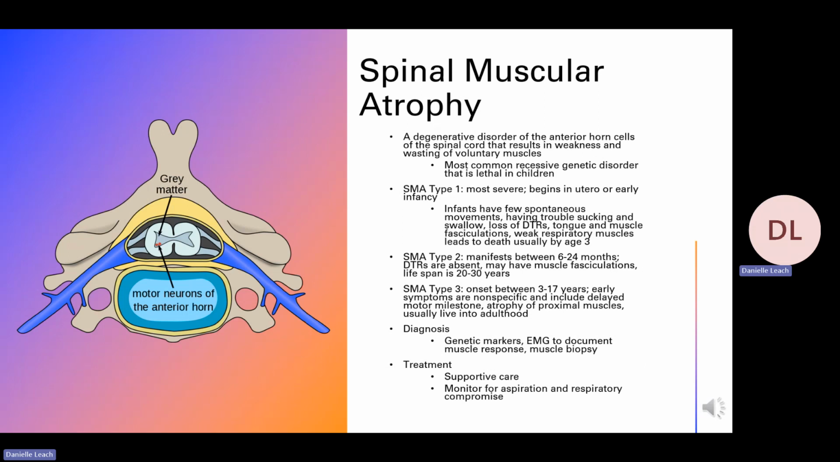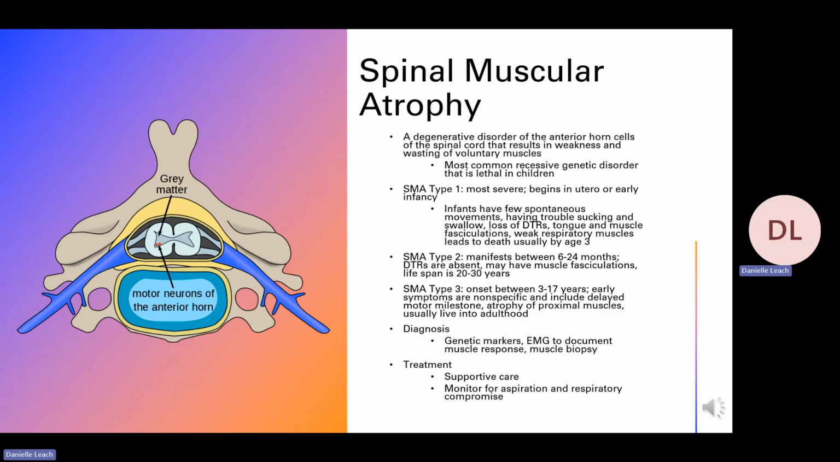Spinal muscular atrophy, also called SMA, is a degenerative disorder of the anterior horn cells of the spinal cord that results in weakness and wasting of voluntary muscles. One of the initial findings is often lower extremity weakness. In milder forms, this is the most common neuromuscular disorder in children. However, it is also the most common recessive genetic disorder that is lethal in children.